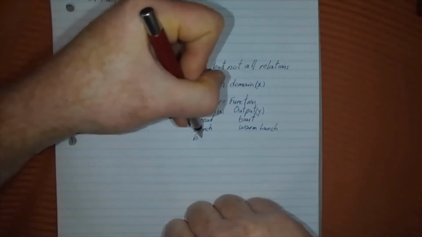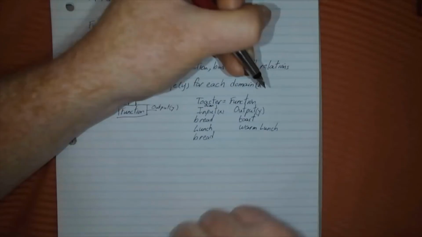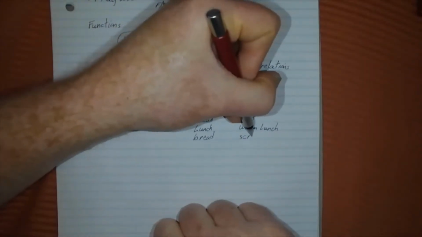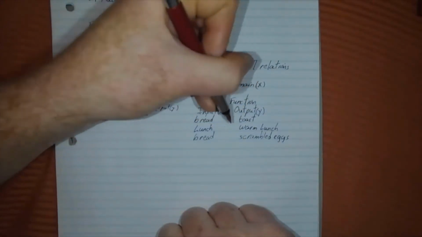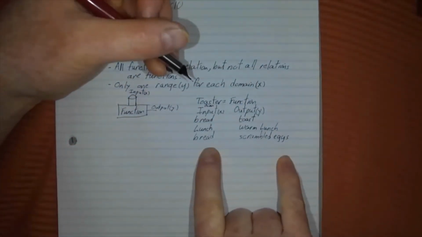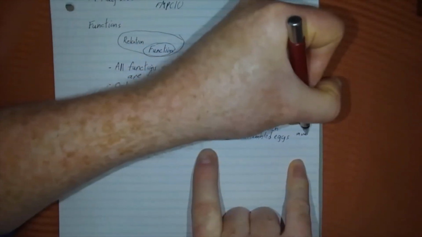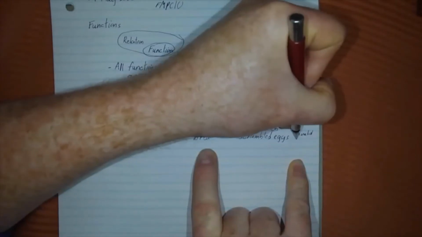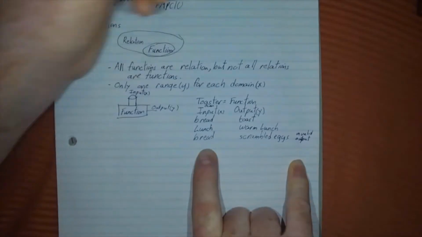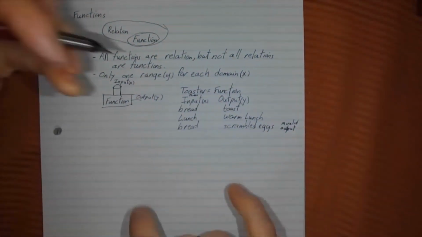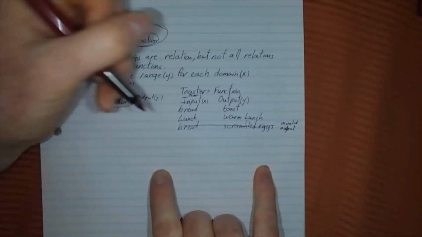If I put in bread, for it to be a function, I can't get scrambled eggs. If I get that, it's not a function. This is invalid. An invalid output. It can't be true. So I would cross that out. No, I can't do that.